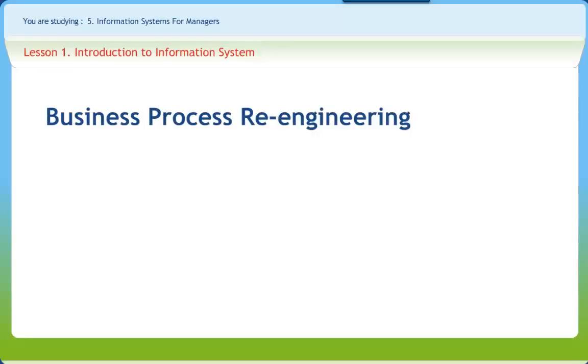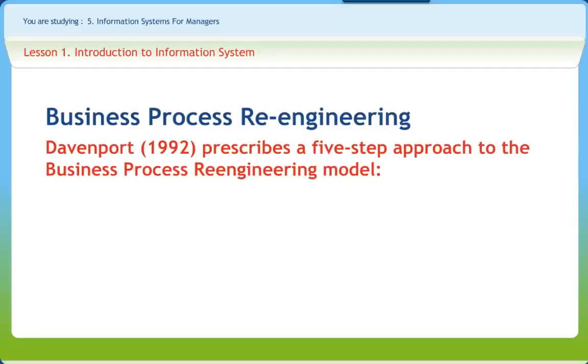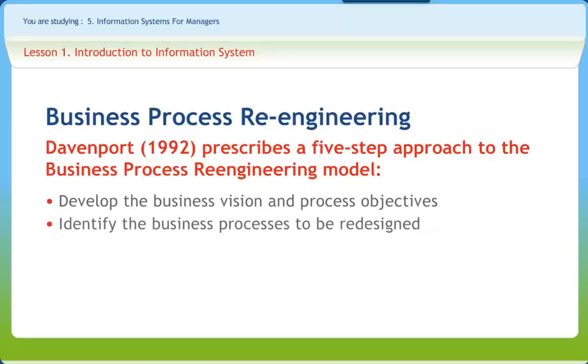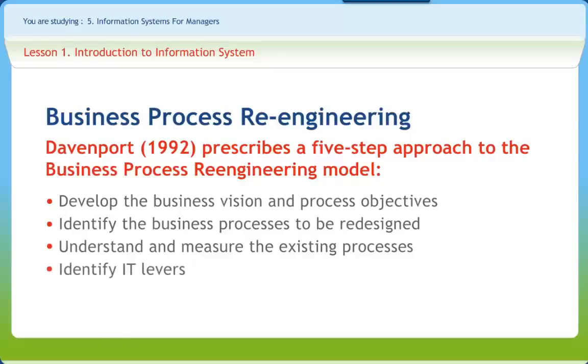The main proponents of re-engineering were Michael Hammer and James Champy. In a series of books on BPR, they argue that far too much time is wasted passing on tasks from one department to another. Davenport prescribes a 5-step approach to the BPR model. These steps are developing the business vision and process objectives, identifying the business processes to be redefined, understanding and measuring the existing processes, identifying IT levers, and designing and building a prototype of the new process.